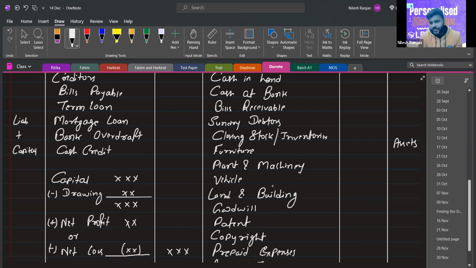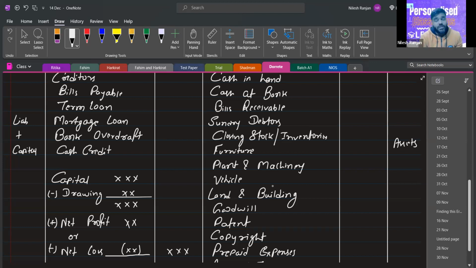So stock and debtors. Whatever stock you have, whatever amount you have to receive from the debtors, they will provide you some percentage of that stock or debtors as a loan. Okay, so this is called cash credit.